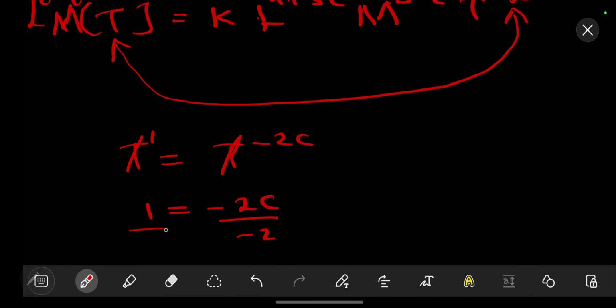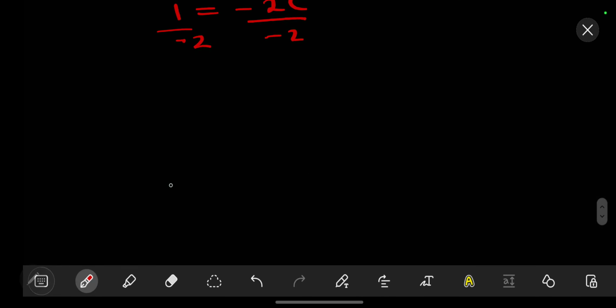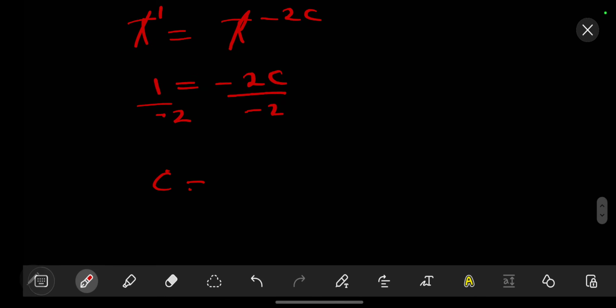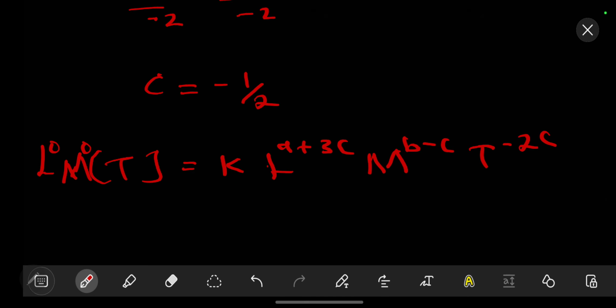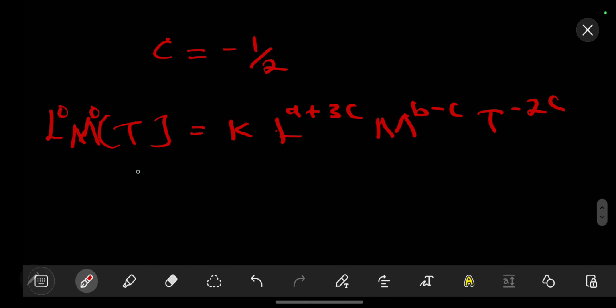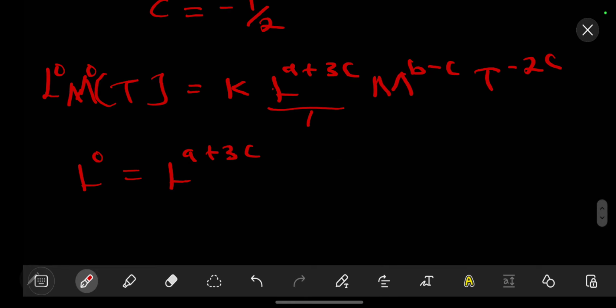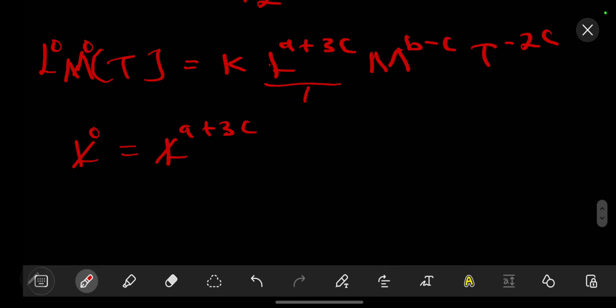Dividing negative 2 by negative 2, our c value will be equal to negative 1 over 2. So after finding our c value, we can also equate the L. Let's begin with the L. This L should be equal to the L that is here. So we have L to the power of 0 should be equal to L to the power a plus 3c. Then we cancel this, and we have 0 should be equal to a plus 3c.